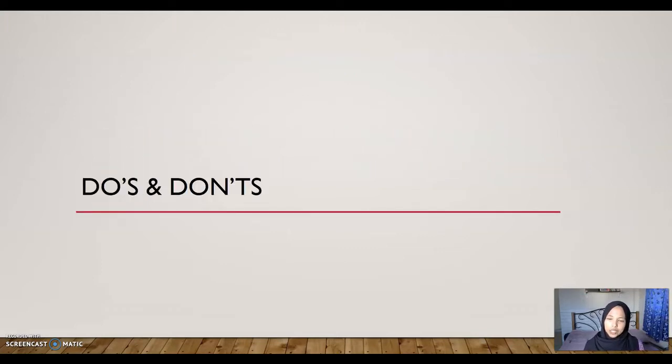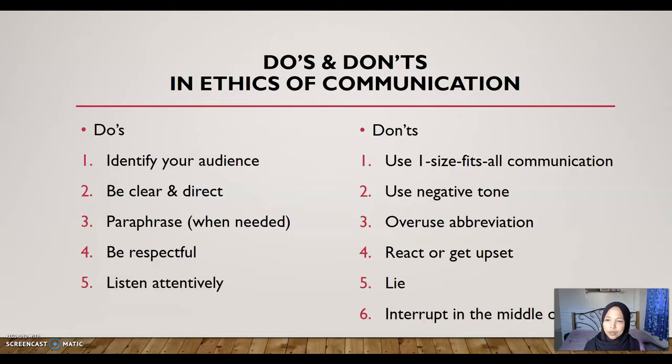Next, we move to the do's and the don'ts. So, what is the do's and the don'ts in ethics of communication? Okay, the do's. What should we do? What are the ethics that we should follow in ethics of communication? Number 1, identify your audience so that you know how to tailor your communication. Number 2, you have to be clear and direct. Number 3, you need to paraphrase when needed.